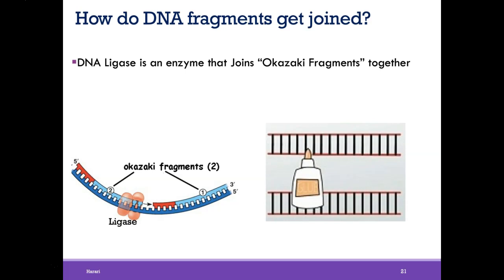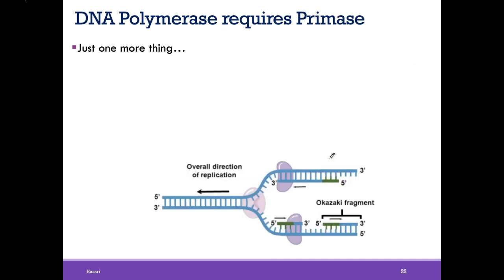So how do those fragments get joined together? Well, a special enzyme called DNA ligase is like DNA glue, and it joins all the Okazaki fragments together, sealing them into a continuous strand.